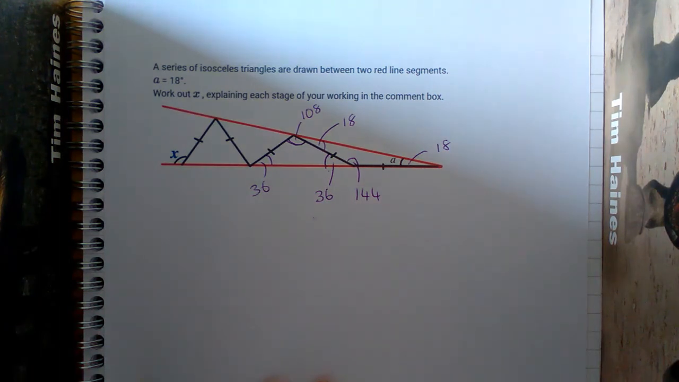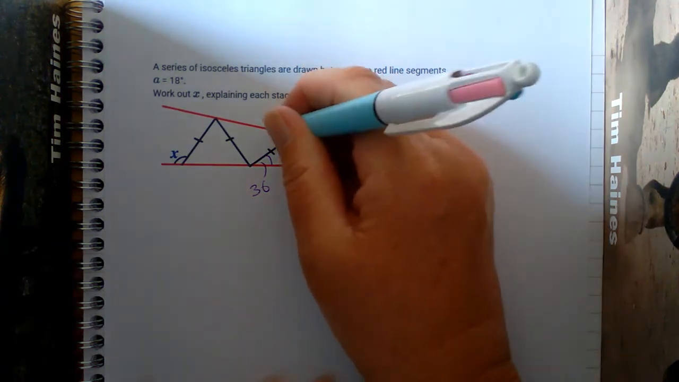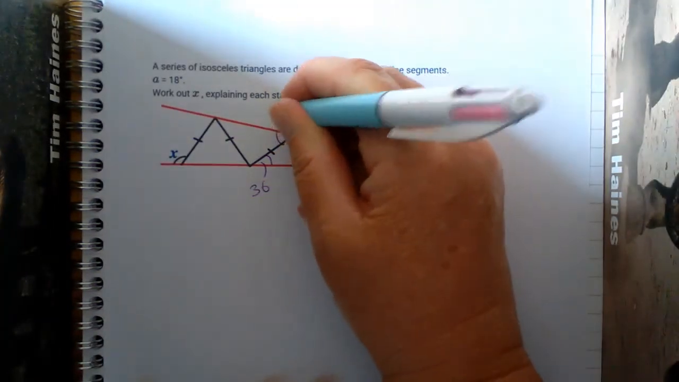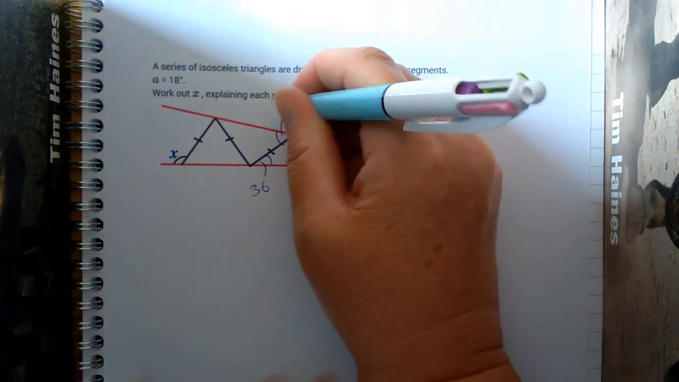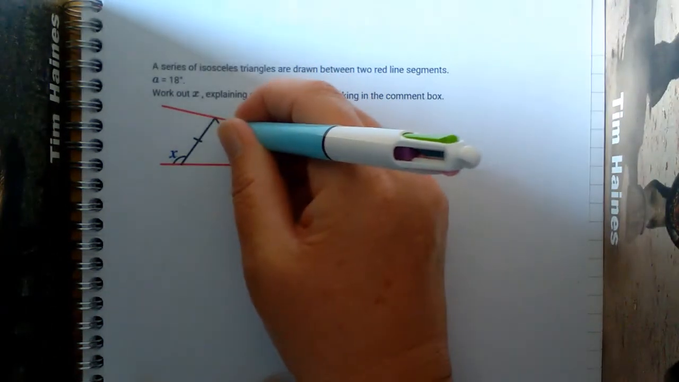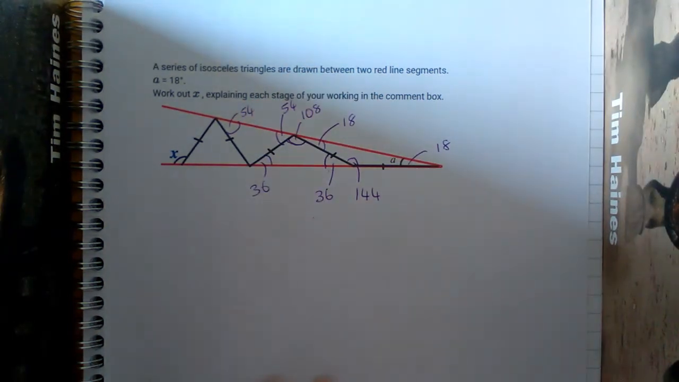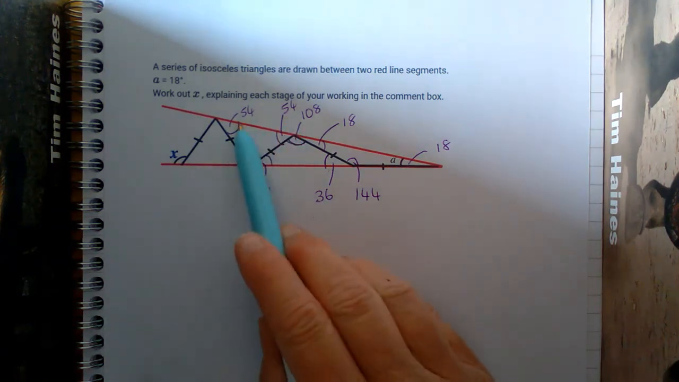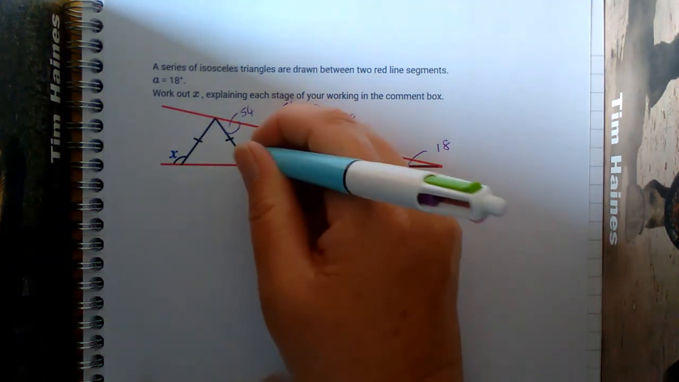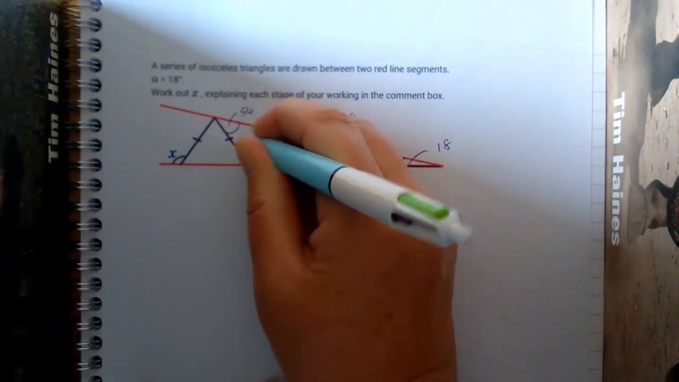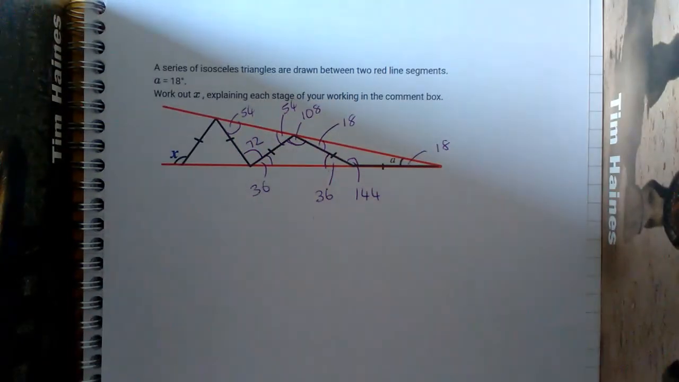So we've got 108 plus 18 is 126. And that's got to be 54. Remember, angles on a straight line are also 180, so that's 54. Again, base angles means that this is 54 in an isosceles triangle. All right, and now we can work out this one. So we've got 54 and 54 is 108. So that means that this must be 72.